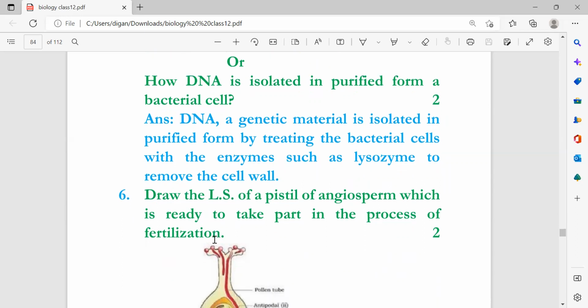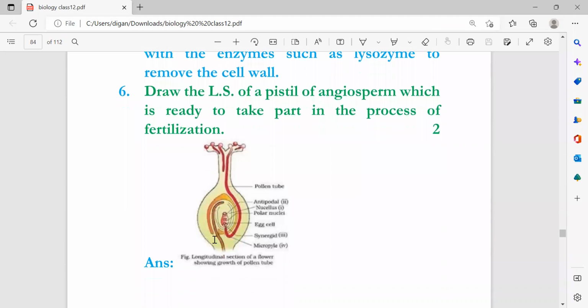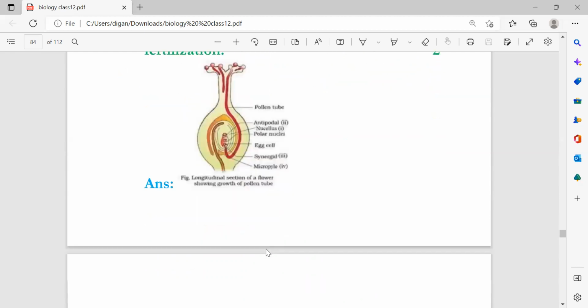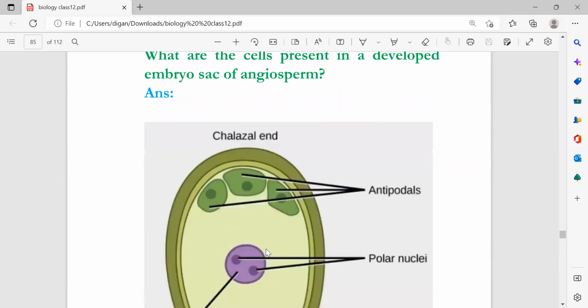Draw the LS of the pistil of an angiosperm which is ready to take part in the process of fertilization. So you have to draw the diagram of the female gametophyte. If, in place of this question, draw the diagram of the mature female gametophyte also comes, then you also have to draw this diagram. Here these are the pollen grains. Now this is the female pistil, the mature pistil structure, which is ready for fertilization, and within the pistil synergids are present, egg cells are present, antipodal cells are present, and at the same time polar nuclei are also present.